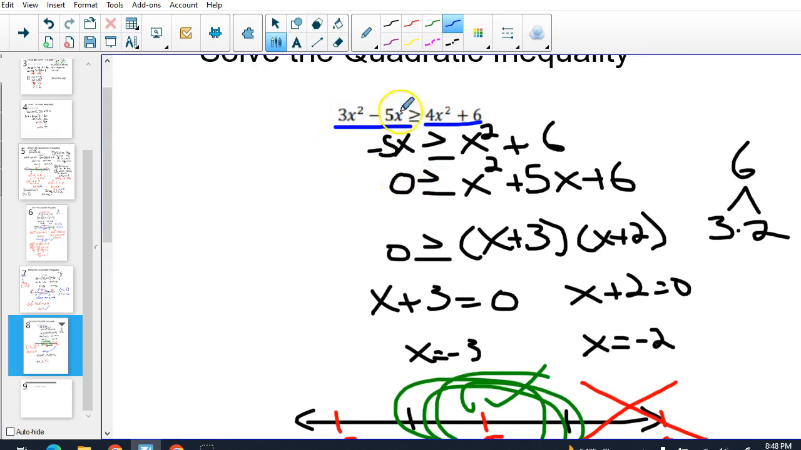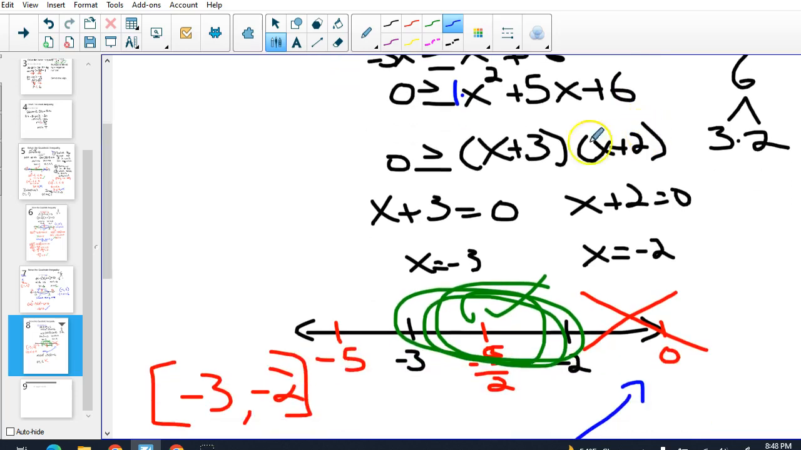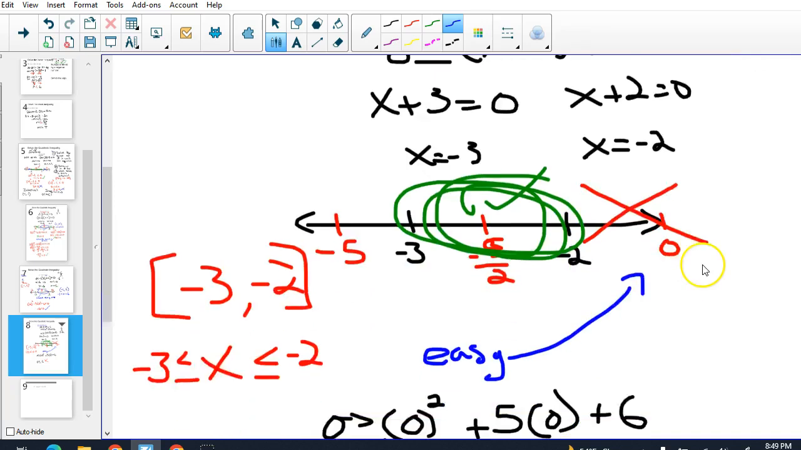So if I subtract the 3x squared from both sides, I get x squared. That's nice. We have a 1 value in front of here. It's real nice. And I add 5x to the other side as well, just to get all of our terms on one side. Factor, we get our x plus 3 times x plus 2. Set our two factors equal to 0 to find x is equal to -3 and -2. We're going to take these, plug them into our number line.